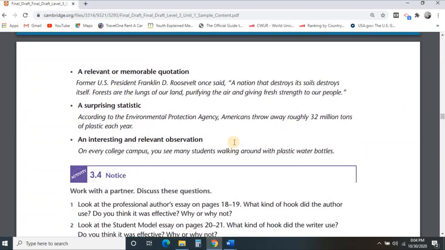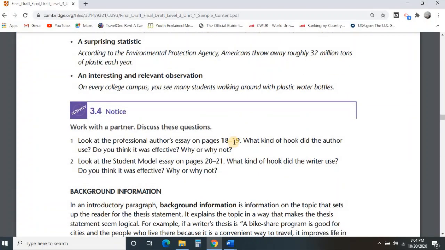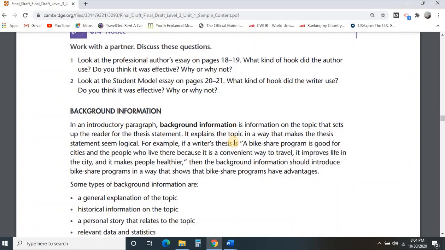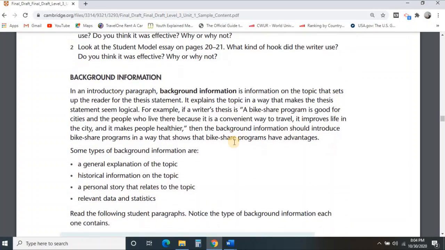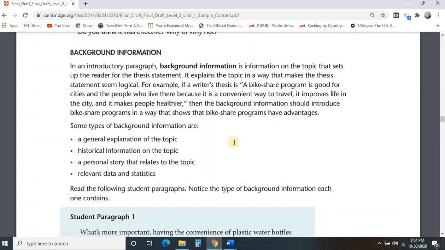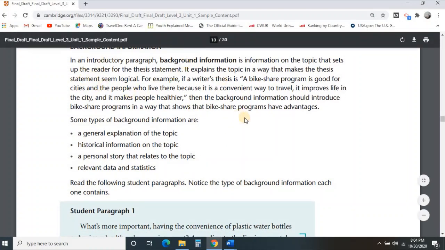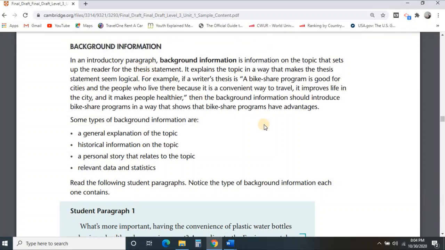Now, what comes after the hook? Immediately after you finish your hook, you start your background information. In an introductory paragraph, background information is information on the topic that sets up the reader for the thesis statement. It explains the topic in a way that makes the thesis statement seem logical.